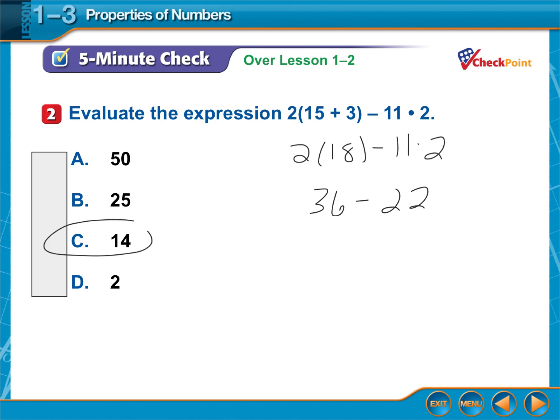Did everyone get 14? Is everyone getting this PEMDAS thing down? What is the actual name for PEMDAS? Please excuse my Dear Aunt Sally. Okay. Order of operations.